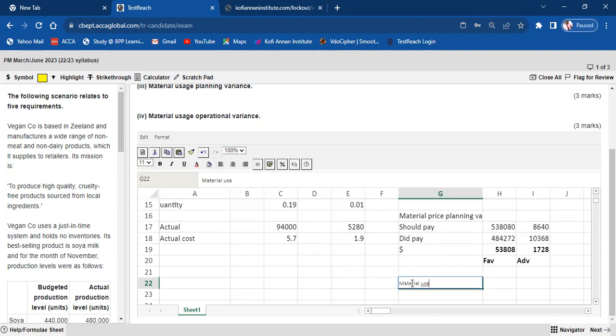Material usage planning variance. Usage is what quantity we should use.